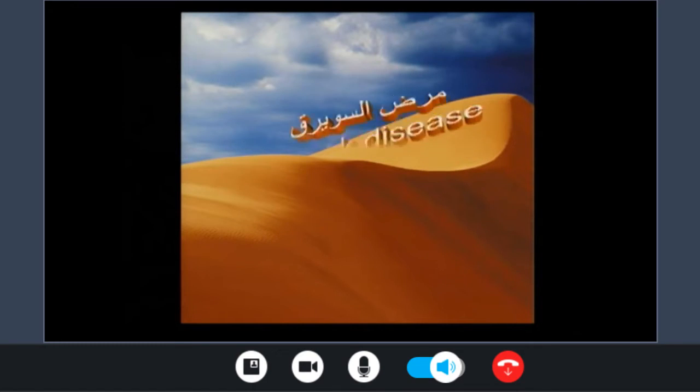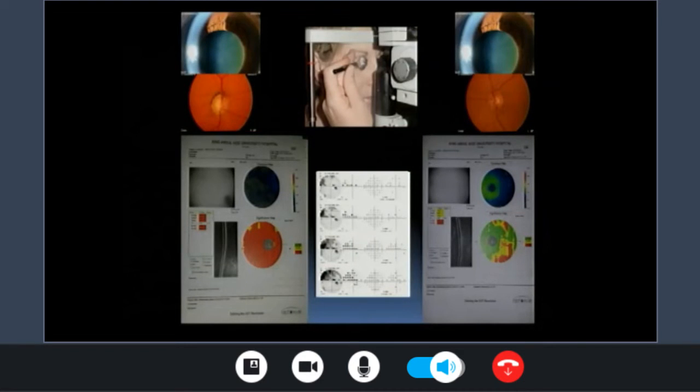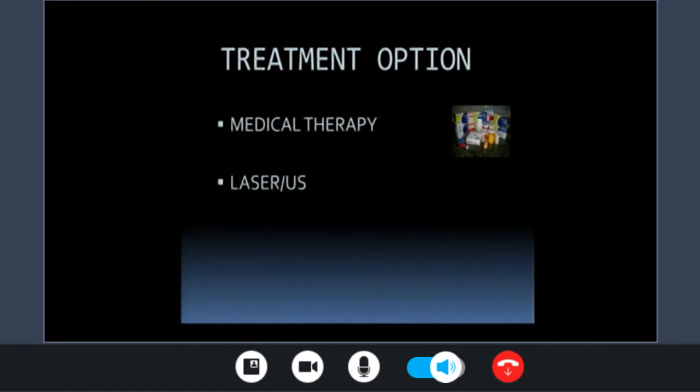Still, the best name for glaucoma is the silent thief of sight, as we know. Diagnosis depends on our slit lamp examination, intraocular pressure measurement, and gonioscopy, which is very important to know what subtype of glaucoma you are dealing with. And you are lucky today to take the imaging session with Dr. Faisal about OCT, visual field, and UBM. Treatment options available: medical therapy, laser treatment and ultrasound, as well as surgical interventions.